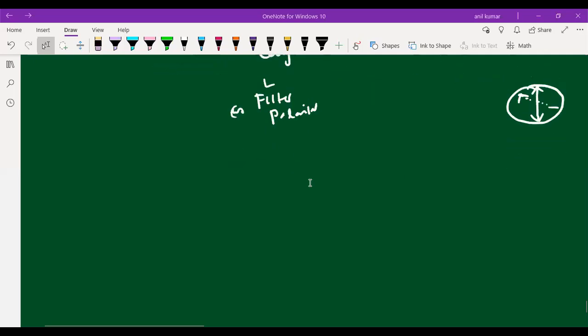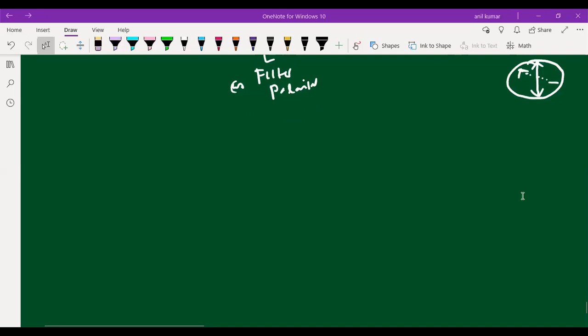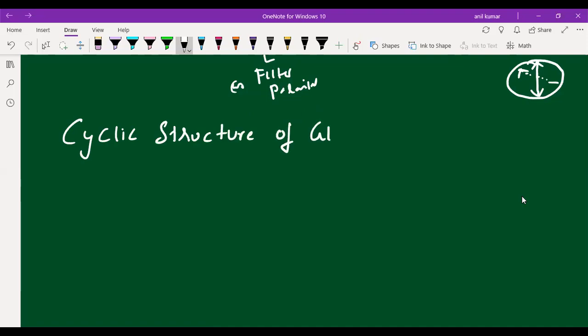Next, let us discuss the cyclic structure of glucose. Very important, students. What is this cyclic structure of glucose? Why has this cyclic structure of glucose been put forward?